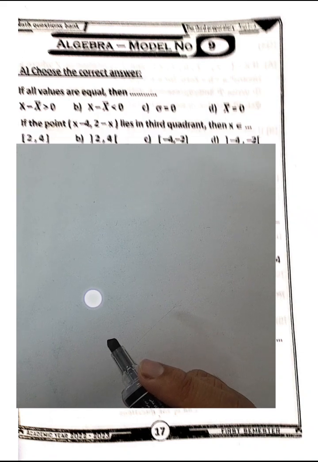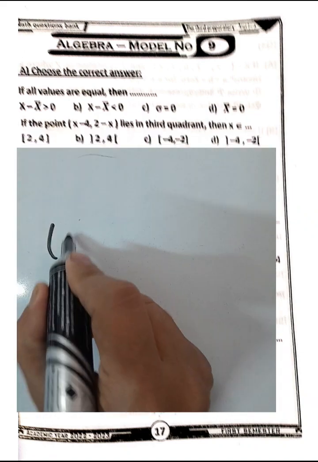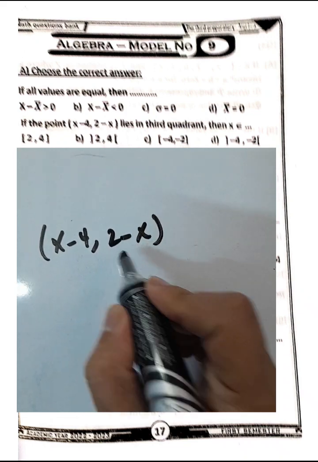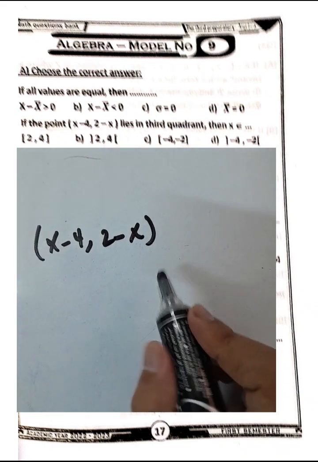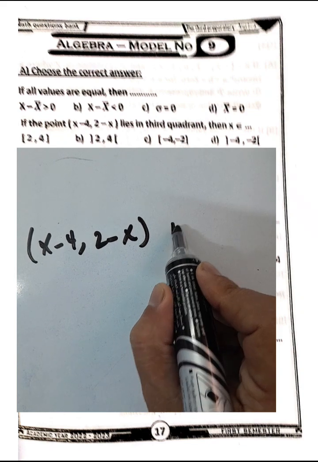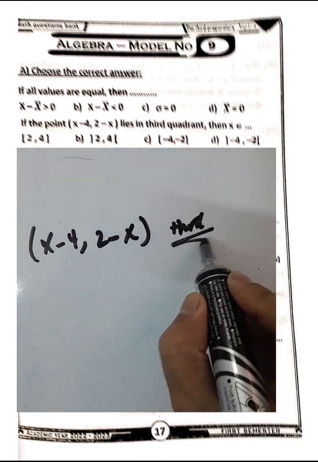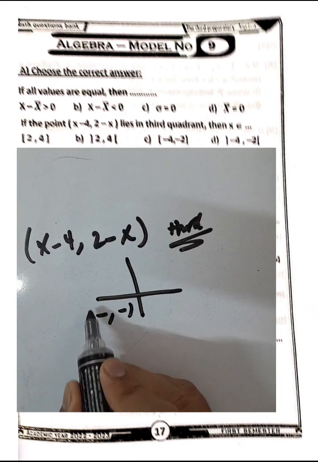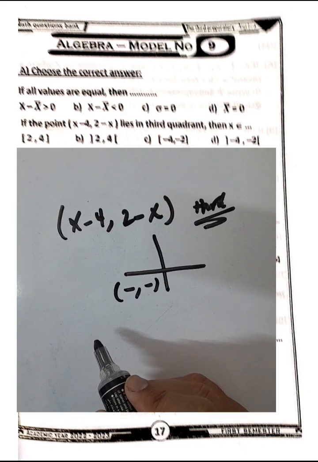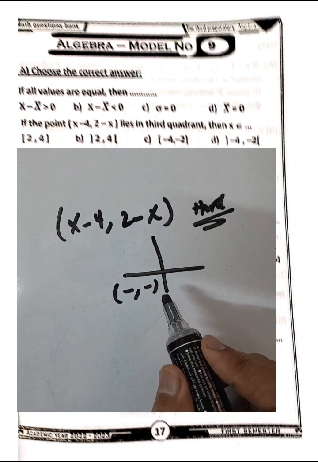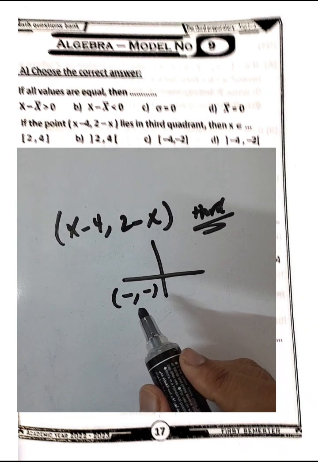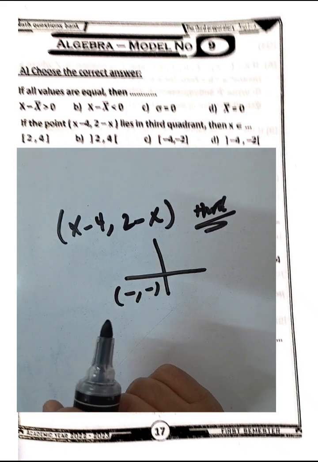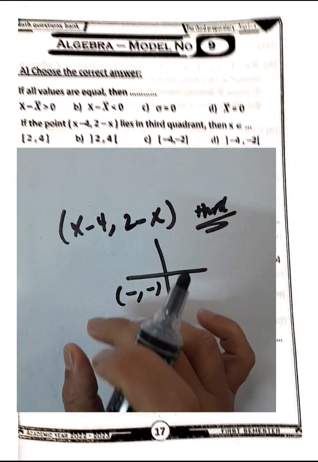If the point (x minus 4, 2 minus x) lies in the third quadrant, it means the sign here will be negative and negative. Then what will x be? We have x minus 4 and 2 minus x, and we want to find the value of x.